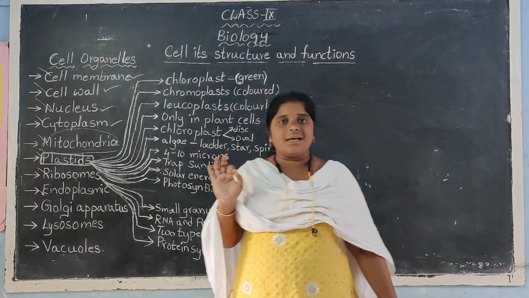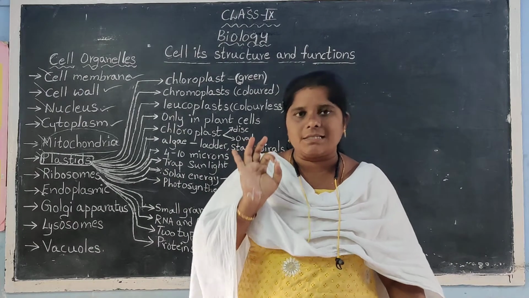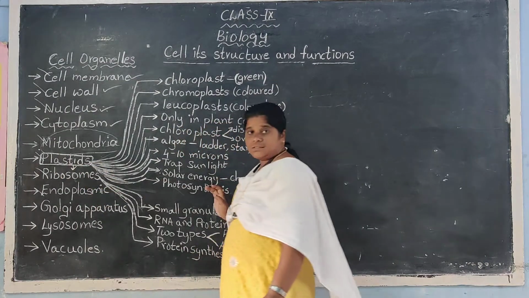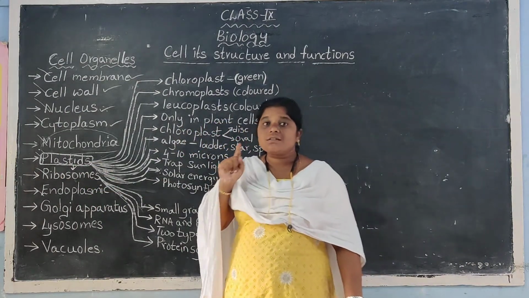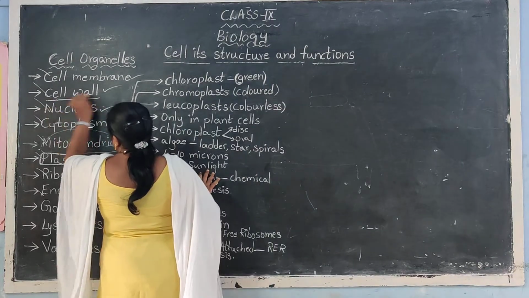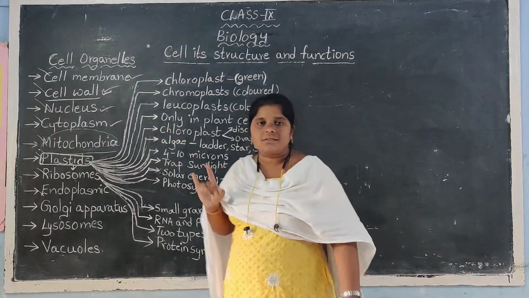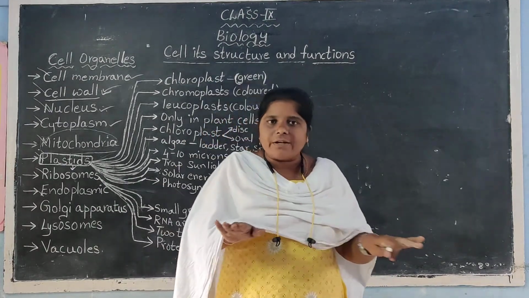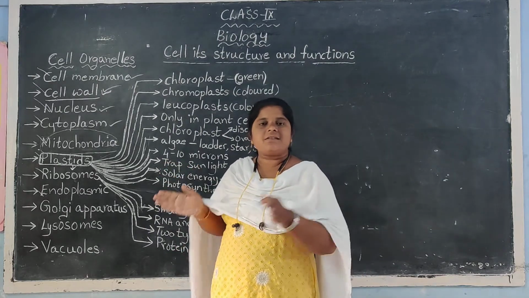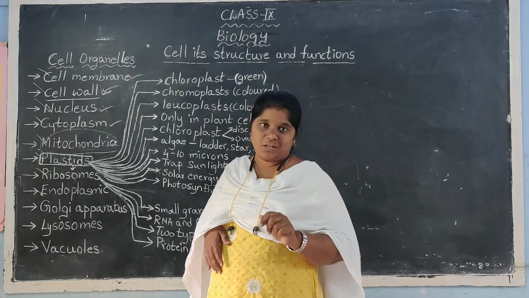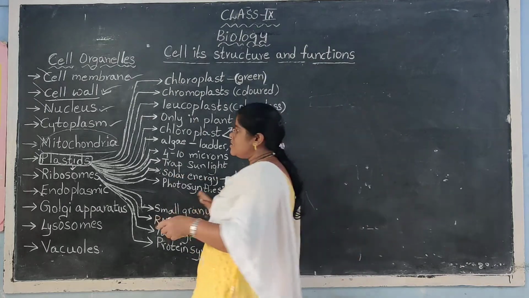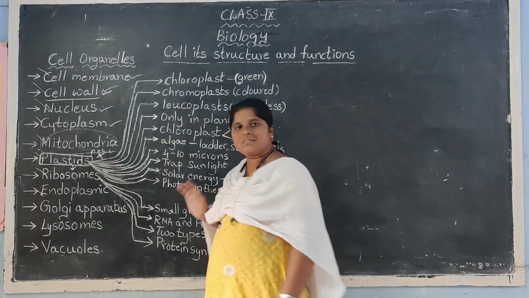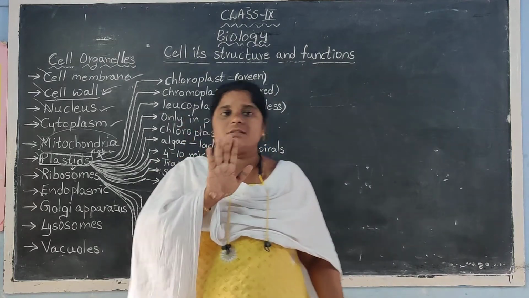Plastid. Once again, I repeat, plastid. In the first video, when we discussed the cell wall, I told you that this is the major difference between plant cell and animal cell. A plant cell is provided with a cell wall, and an animal cell is not. In the same way, plastids are present only in the plant cell but absent in the animal cell.